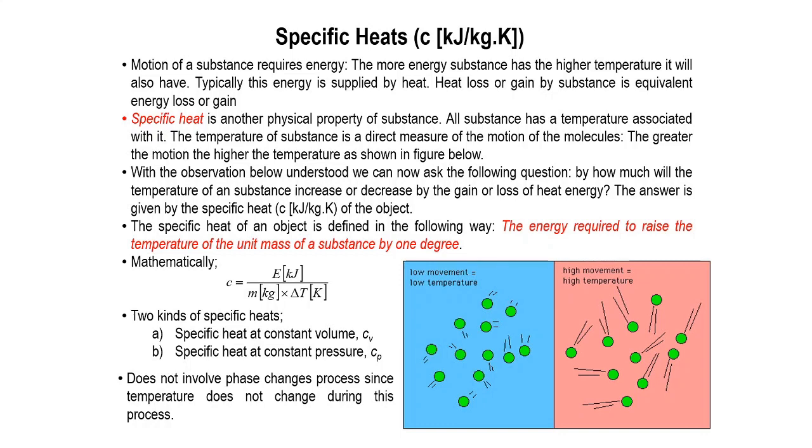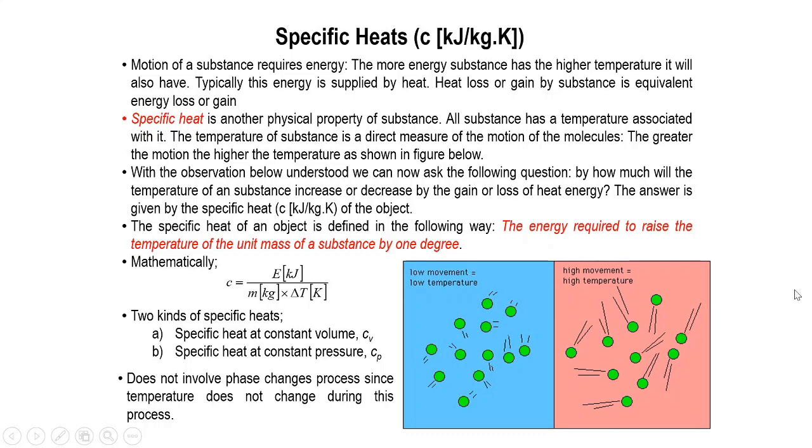So specific heat is another physical property of a substance. All substances have a temperature associated with them because we deal with heat. So the temperature of a substance is a direct measure of the motion of its molecules. The greater the motion, the higher the temperature, as shown in the figure below. Okay, so this is low movement with low temperature, higher movement with higher temperature.